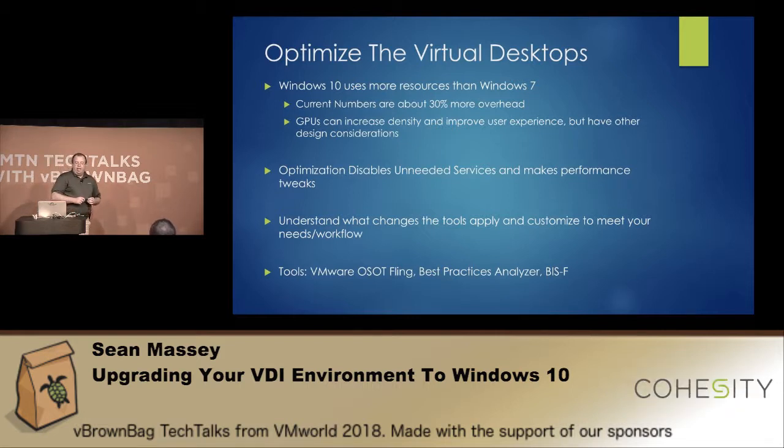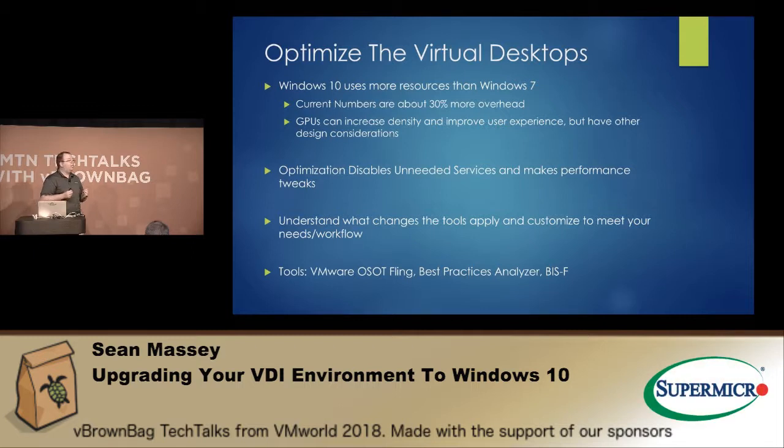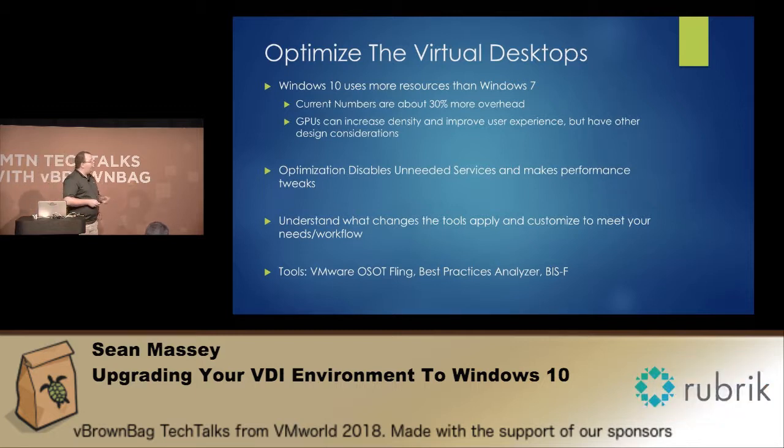The last thing we want to think about is optimization. Windows 10 uses more resources than Windows 7. So when we deploy it, we need to make sure it's optimized to get the best user experience. We need to turn off unneeded services. We need to disable UI features, etc. There are optimization tools like the VMware OSAT Fling that will actually go through and do this for you. And it will remove anything that is unneeded in a virtual desktop that may be there.